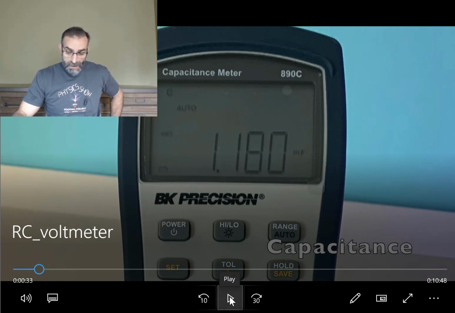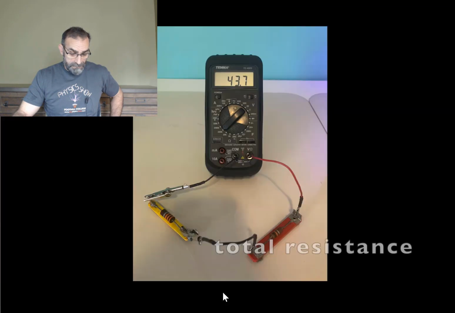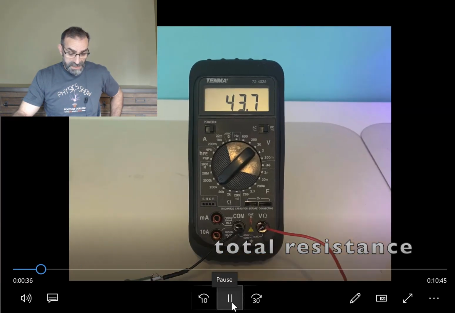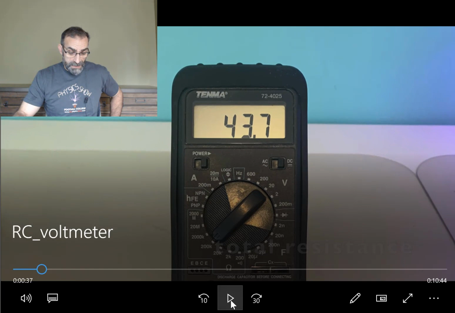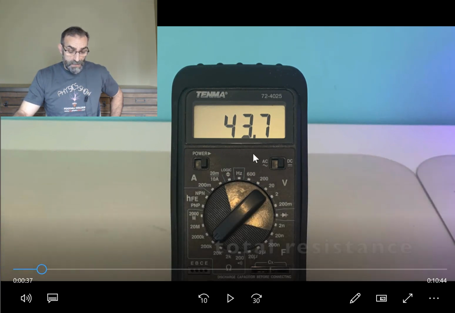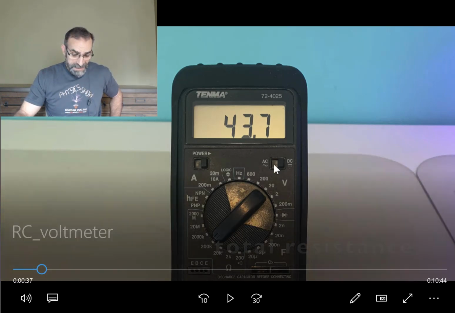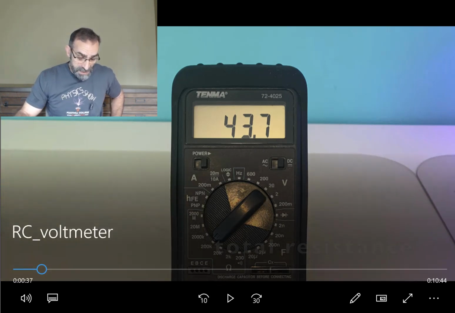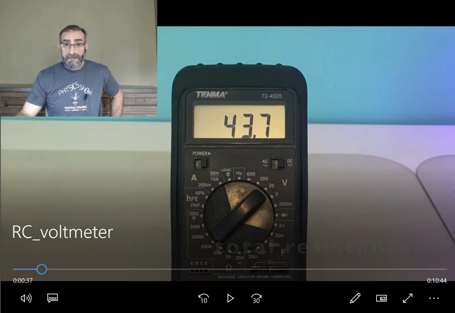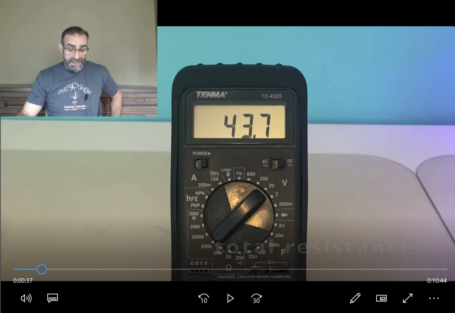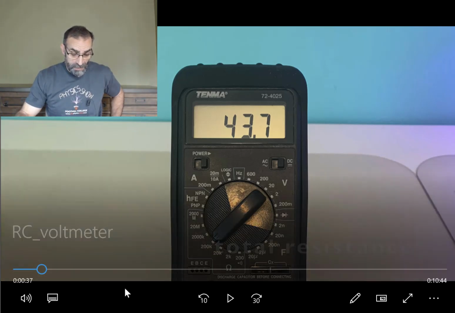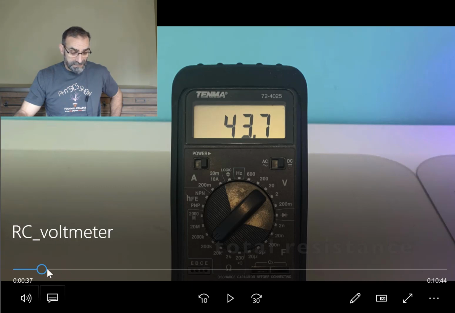Okay, so now if we jump ahead a little bit, here's their total resistance. So if I stop this here, total resistance, it's reading 43.7. But 43.7 what? Well, look at the dial, what's it set to? 200 kiloohms maximum. So this is reading in kiloohms, 43.7 kiloohms, right? Times 10 to the third ohms. So be careful when you're taking your measurements.